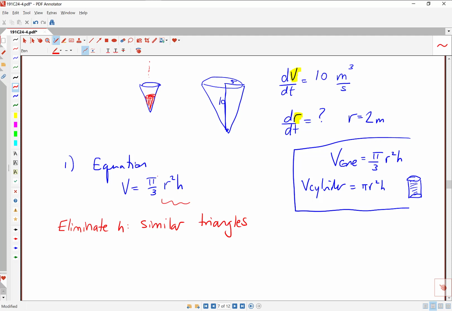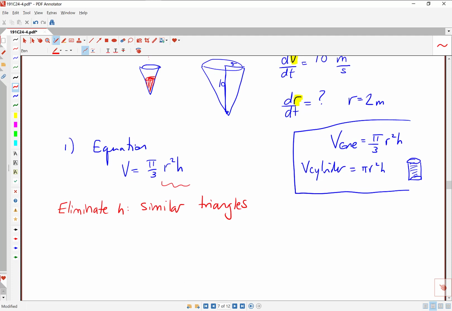So whenever you see two different variables being multiplied together, like an r times an h or an r squared h or something, just ask the question, do I have enough information to use similar triangles, and just get rid of one of those variables. So let's do a little side discussion here and figure out how to eliminate h.